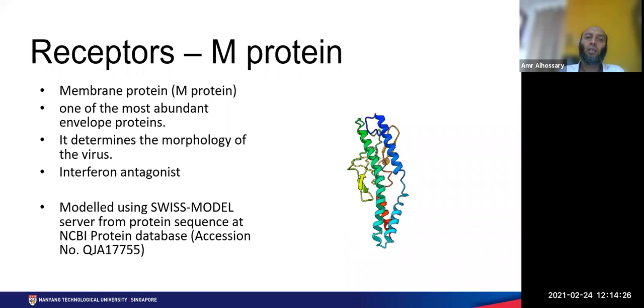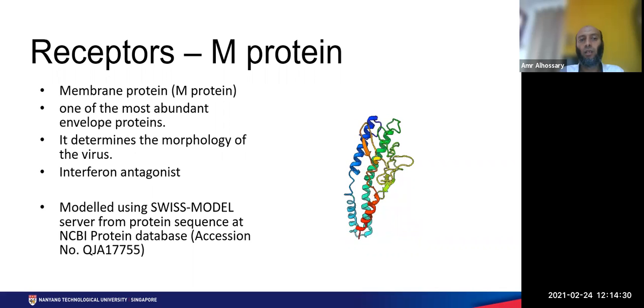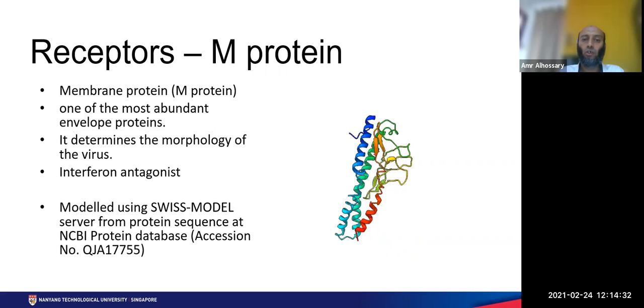The M protein is a membrane protein, which is one of the most abundant envelope proteins, and it determines the morphology of the virus, as well as being responsible for the interferon antagonist activity. Actually, the 3D structure of the M protein is not available in RCSB, so we had to model it using Swiss model server.